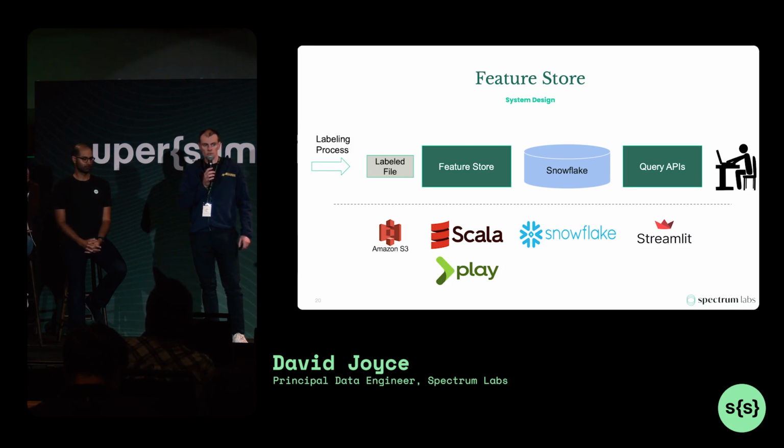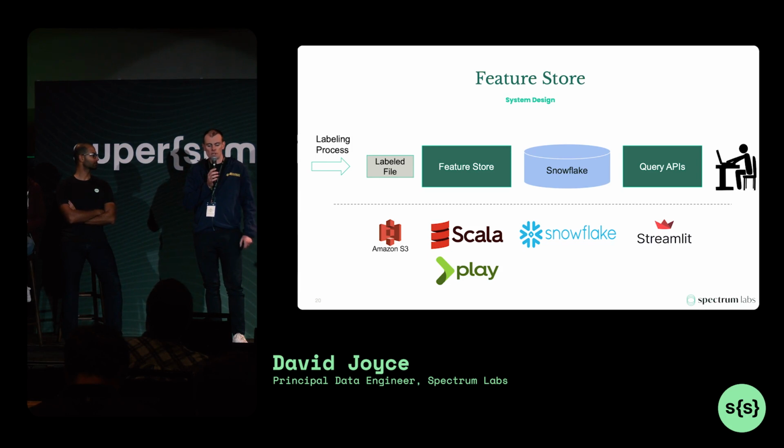and Snowflake. So within Spectrum, on the data engineering side, we're primarily a Scala shop. We also have Python as well, but when it comes to creating web applications, we use Scala and Play. Play is the web framework of choice within Scala. If you're familiar with Java, it's almost like the Spring of the Scala ecosystem.